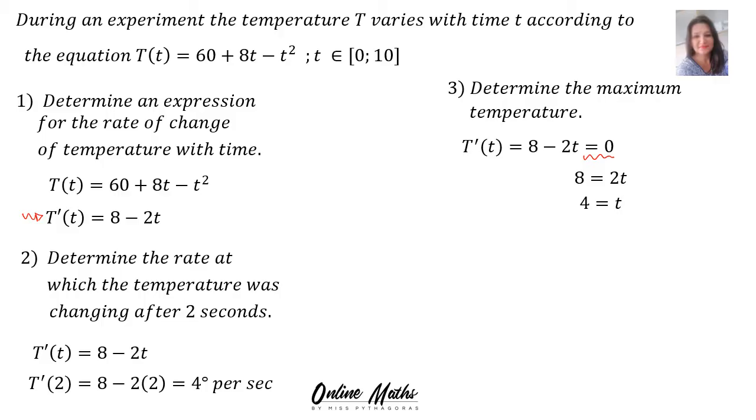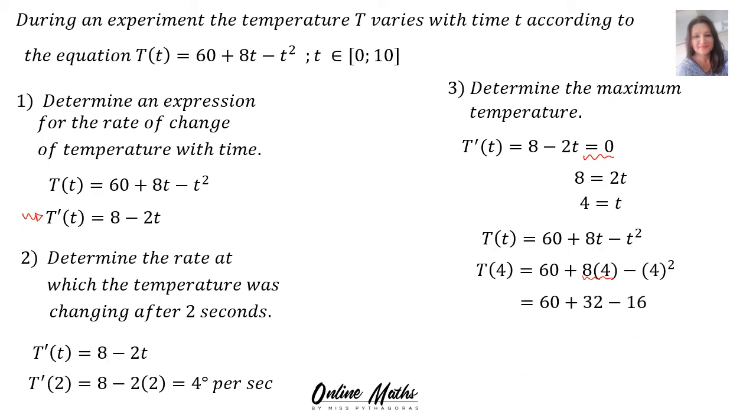And then the rule is every maximum minimum, every value has an original y value. So therefore, into the original t equation, you will substitute 4. So in goes 4, and you end with 60 plus 8 times 4 is 32, minus 4 squared is 16, and when you add all of that, the maximum temperature will be 76 degrees Celsius.